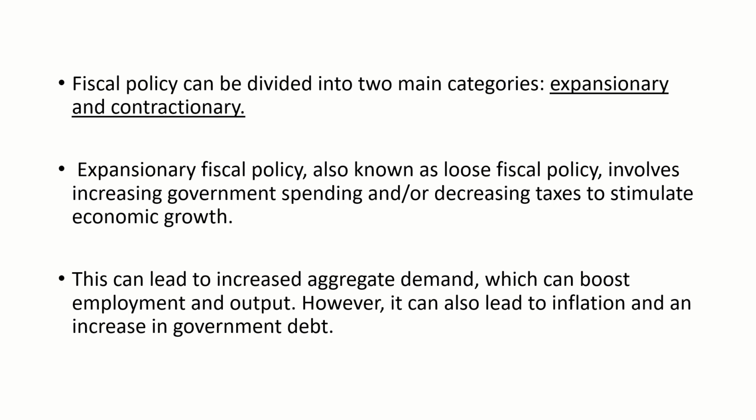Fiscal policy can be divided into two main categories, expansionary and contractionary. Expansionary fiscal policy, also known as loose fiscal policy, involves increasing government spending and/or decreasing taxes to stimulate economic growth. This can lead to increased aggregate demand, which can boost employment and output. However, it can also lead to inflation and an increase in government debt.